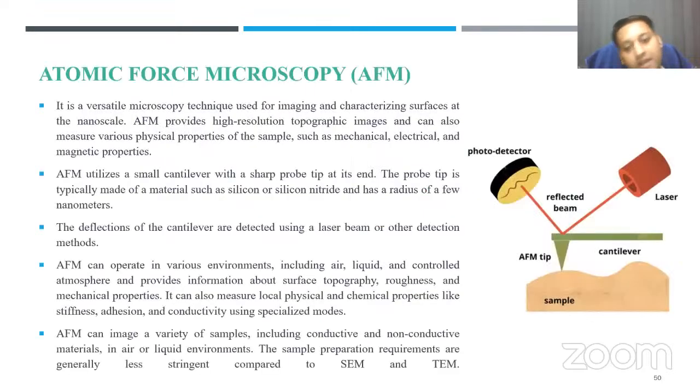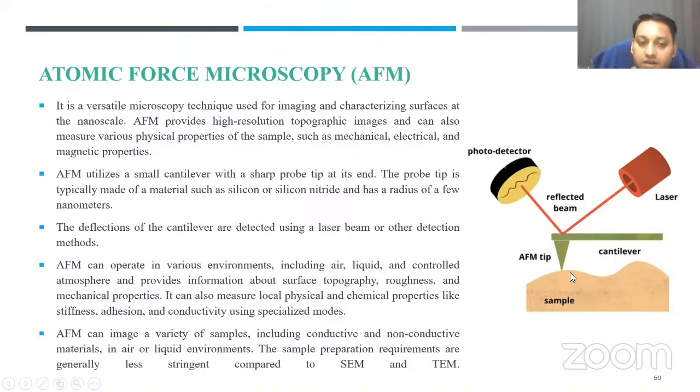Now atomic force microscopy, this is another microscopy technique where a cantilever is used, having an AFM tip, that is the atomic force microscopy tip, and then we have the laser. This laser is directed to the tip and it is reflected and detected. If the features are uniform, what will happen? The photo detector will detect a constant light in a particular direction.